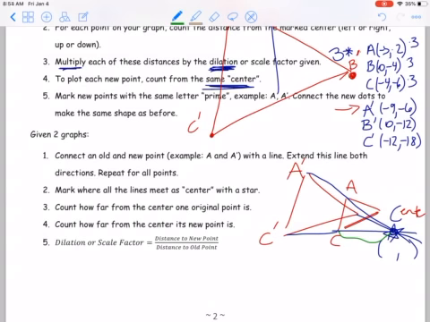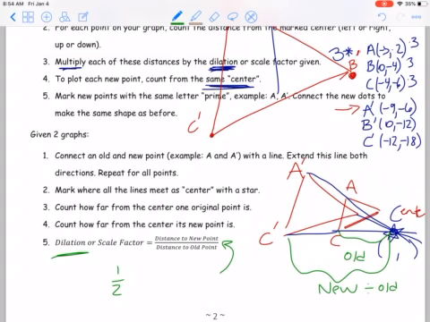That would be the distance to the old point. And then this distance, still from the center, would be the distance to the new point. And you set up this fraction right here, old over new. Or new over old, oh my gosh. Yeah, new divided by old. Just for one distance, and that's it. And that gives you your dilation or scale factor.